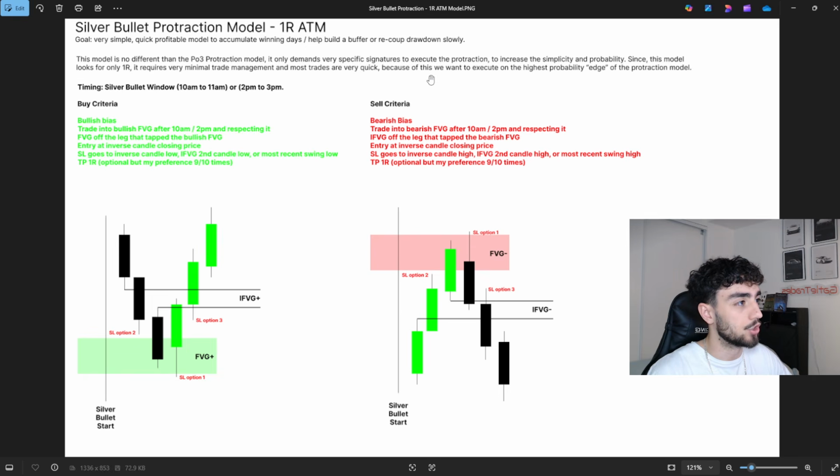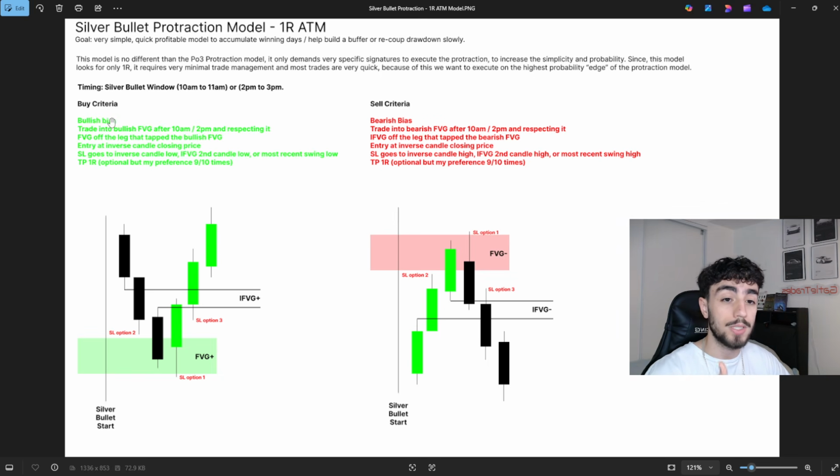Now, because of the nature of this model, we want to execute on the highest probability edge of the protraction model, and that's exactly what this is: the best signatures that you can see in my protraction model. Now, let's get straight to the model. The timing: silver bullet window only. If you're trading it in the morning, it's 10 a.m. to 11 a.m. Afternoon, 2 p.m. to 3 p.m. Eastern time. Those are your silver bullet AM and PM time intervals.